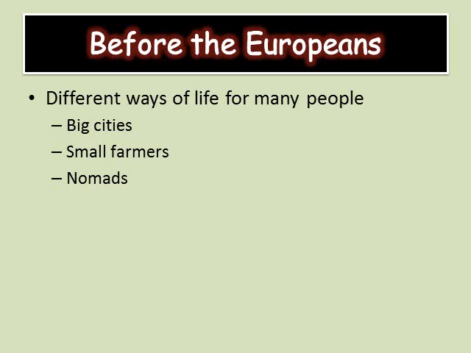To be honest, there was not just one way that Africa was. There were a lot of different ways. People tend to think more stereotypically that Africa was just a bunch of small tribes, but that wasn't necessarily the case. There were large cities even before the Europeans arrived. But you also had your small farmers, your nomads, which were people who moved from place to place. So there was a lot of different things going on and different ways people lived before the Europeans arrived.